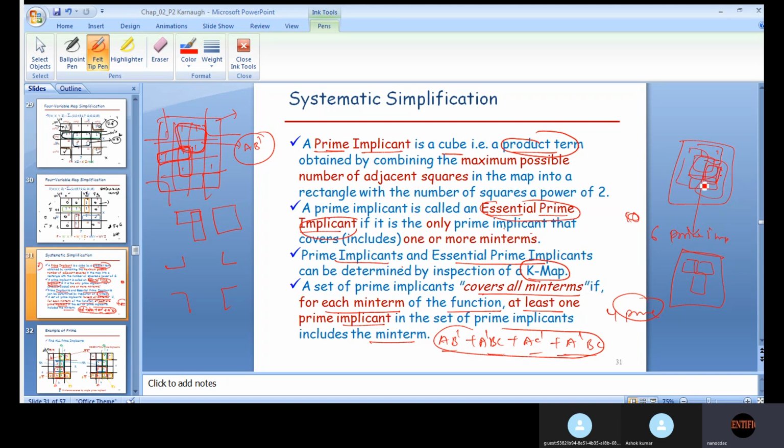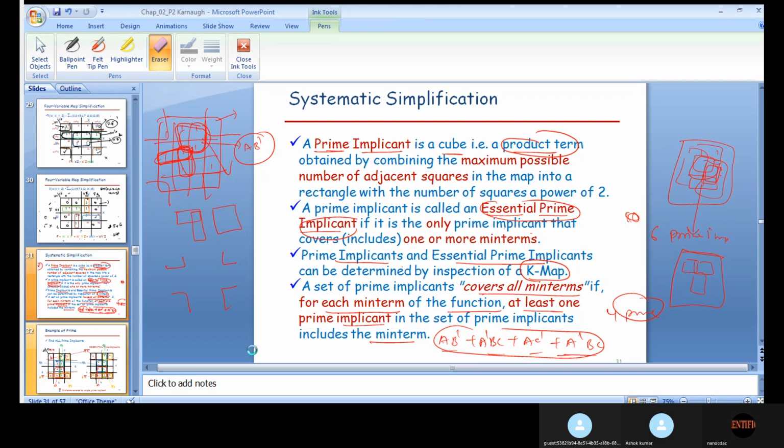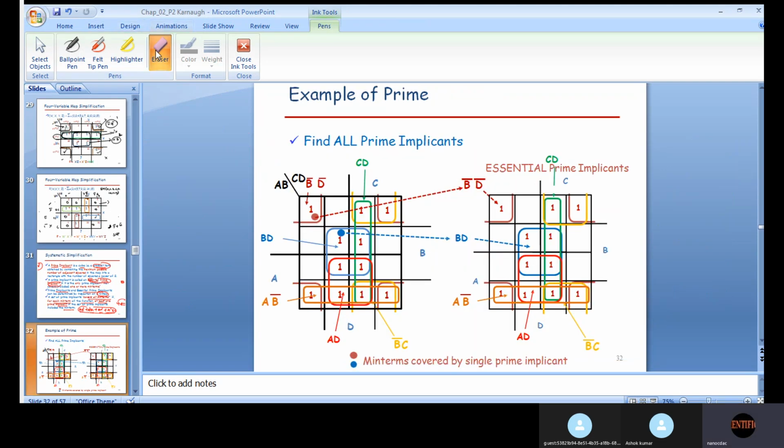So see here, among the set, at least one includes the min term. We'll see this one. Now if you see in this figure, BD, B bar D bar, C, ED, AB bar, all these are the prime implicants. All are the prime implicants.